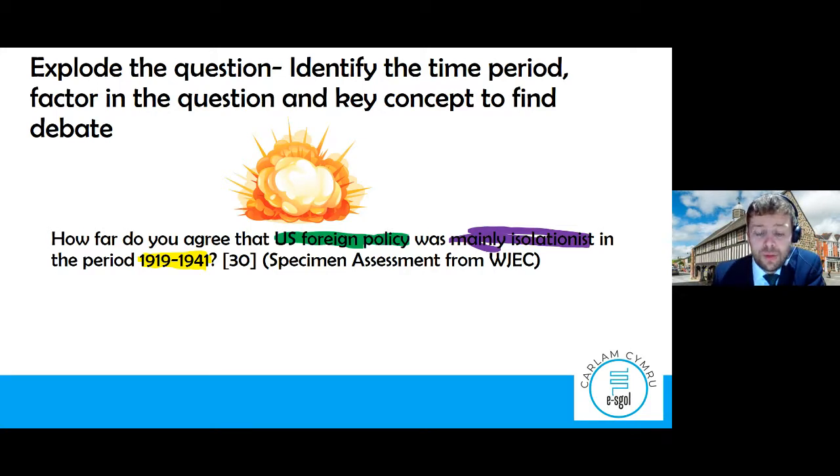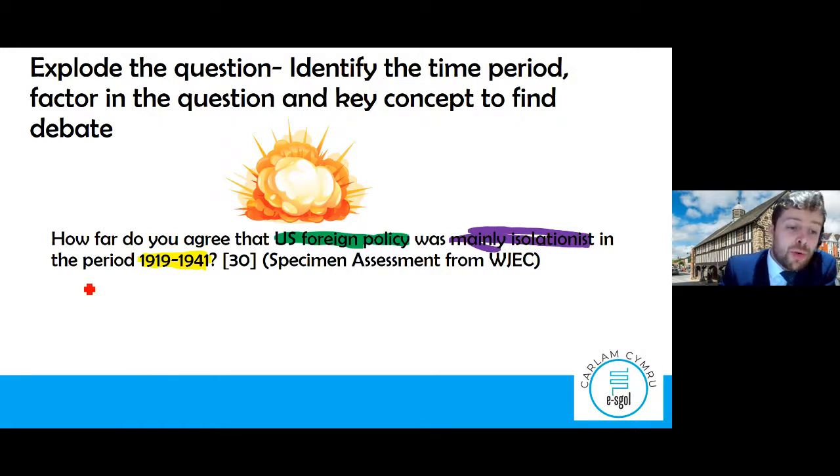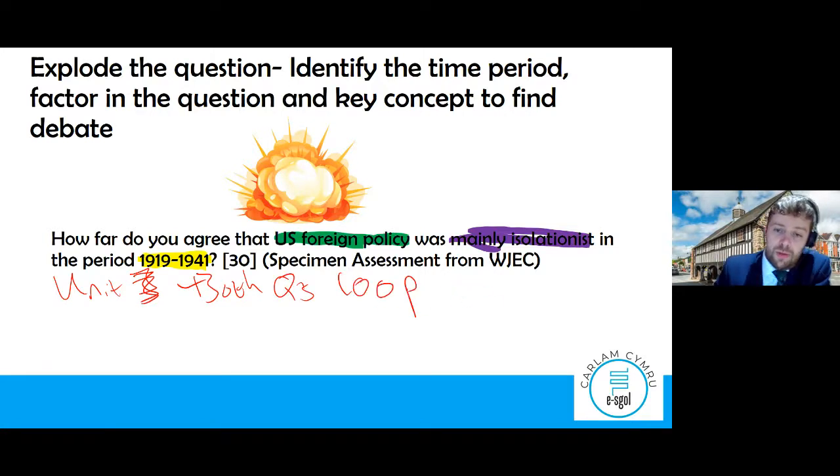Now, one quick thing to say here, right, and I'll write this down on the screen, is what the exam board has said is that both questions for Unit 3 will be the 100-year period. My computer's lagging a little bit there, isn't it? So even though this question has come from Unit 3, it wouldn't be in the exam because it's going to be a 100-year period for both Section A and Section B.